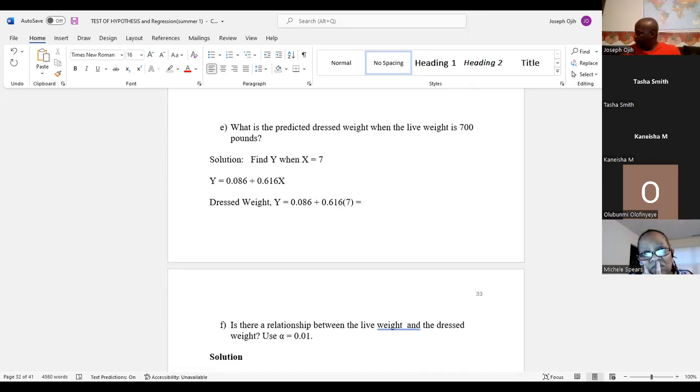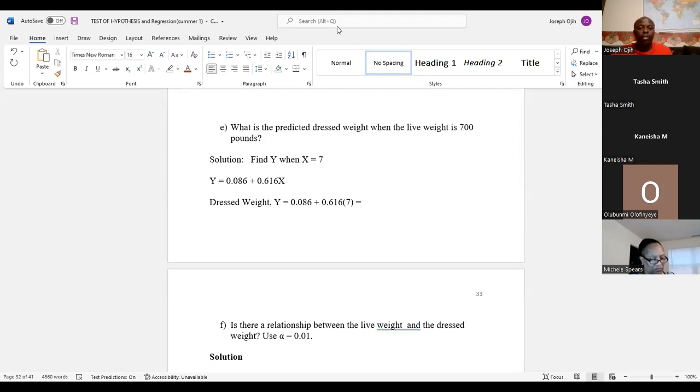Let me write this down so I can put it in a calculator. So I have y equals 0.086 plus 0.616 times 7. Okay, let's put this in a calculator.